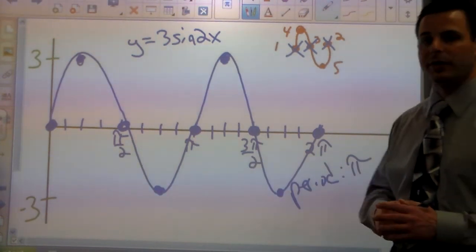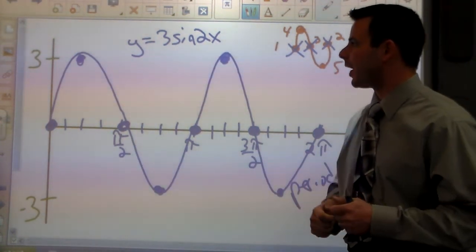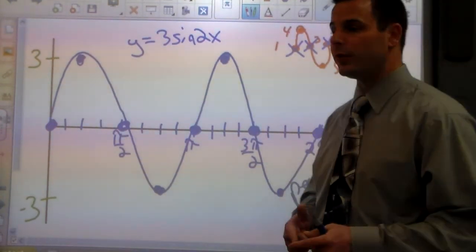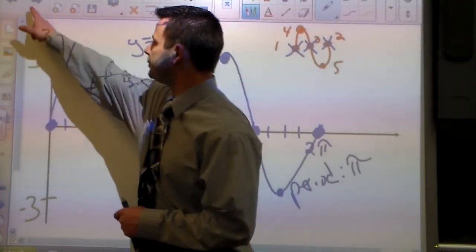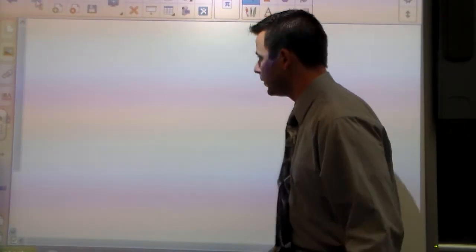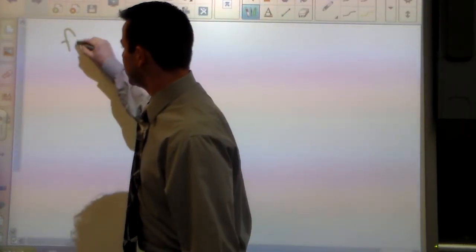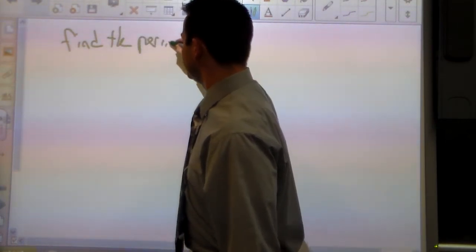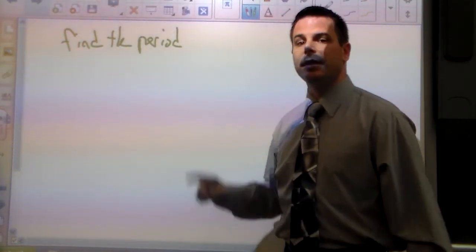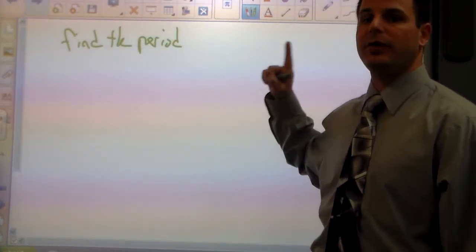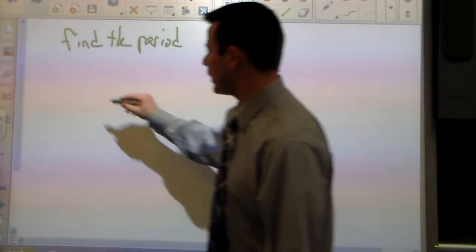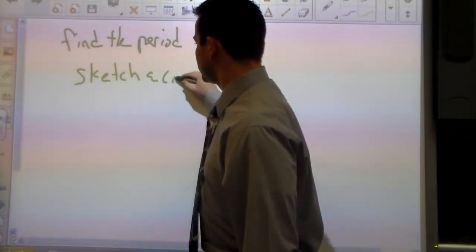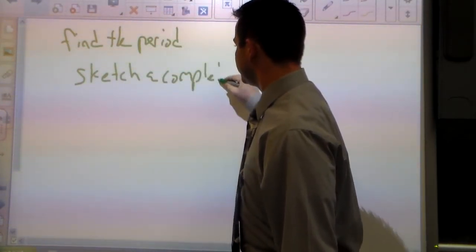We're going to continue practicing this for a day or 2. We're going to practice various amplitudes, various frequencies, using both sine and cosine. But to summarize, first, find the period. Why? This will tell you where to end your first cycle. Then, sketch a complete cycle.